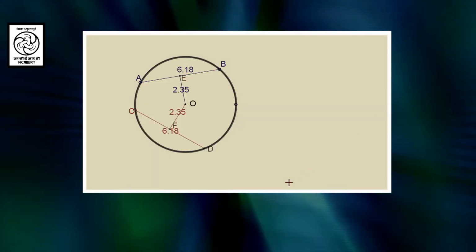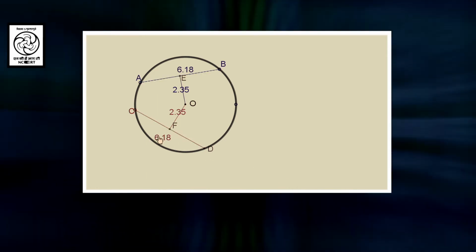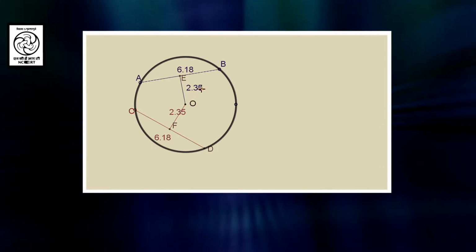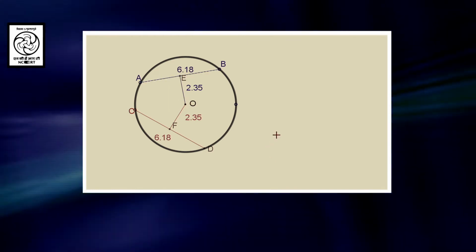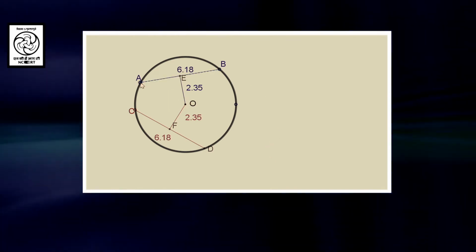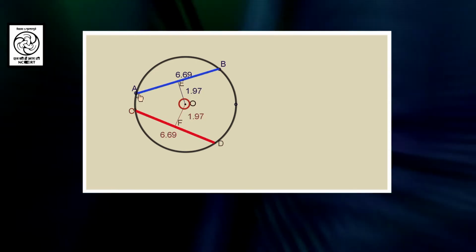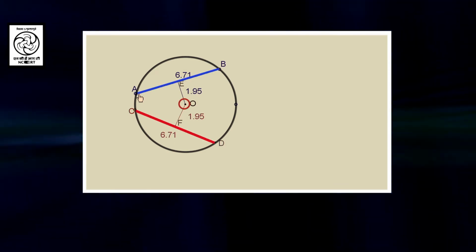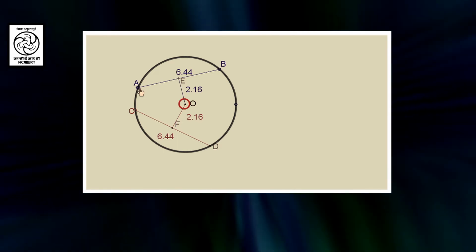In this circle, you can see there are two chords AB and CD. Both have equal length 6.18, and you can see that their distances from the center are also 2.35. Let us now change the length of AB. The length of chord CD is also changing so as to have both lengths equal, and you can observe that their distances from the center are also equal.